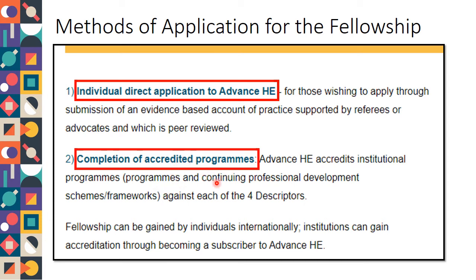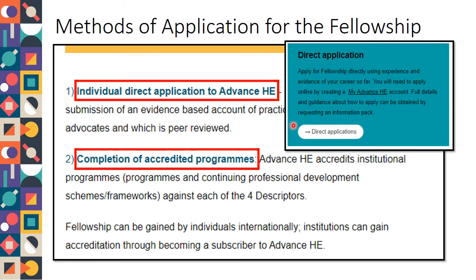And this is the method that I followed, because our university, Imam Abdul Rahman bin Faisal University, provided an accredited program. This program was accredited by Advanced HE, and after that I applied for that fellowship. If you are going to apply directly, you need to pay a fee. In the coming slide, we are going to see how much payment is needed for this direct application. But for this accredited program, it is free of charge. But in order to register for this program, you need to pay for that. So at the end, for both of these methods, you need to pay.